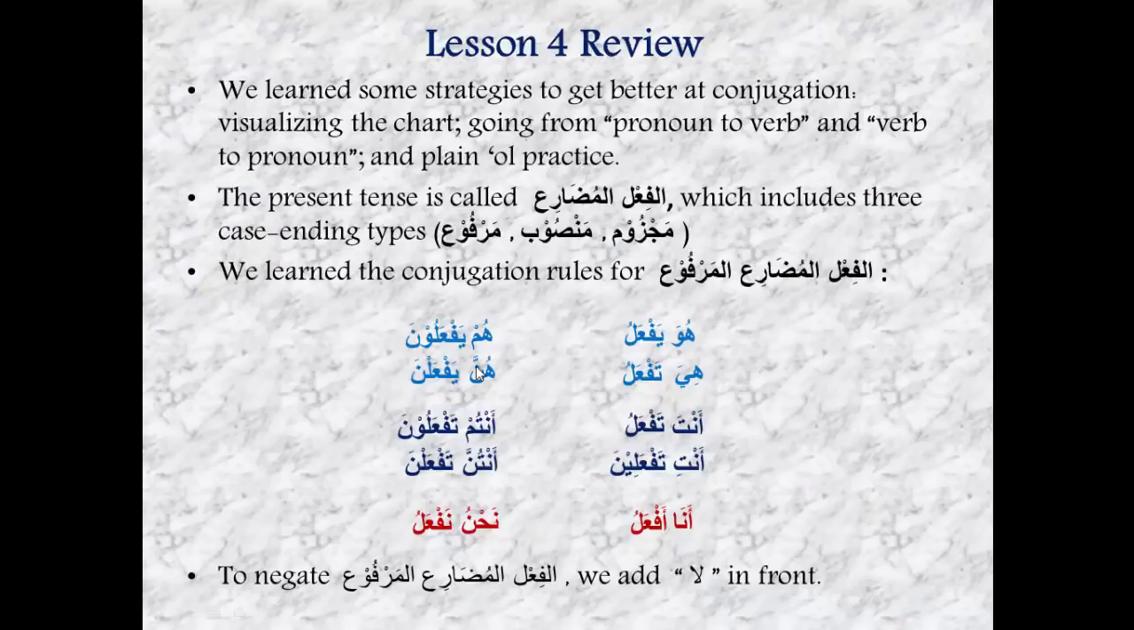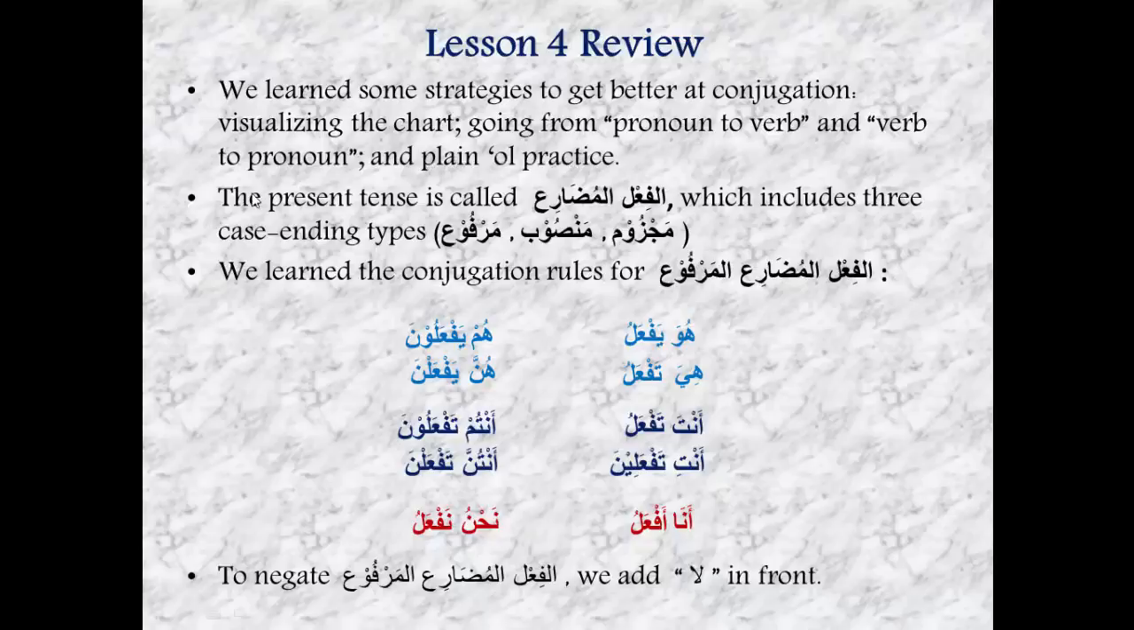This brings us to the end of lesson number 4. Here is a quick review of what we learned in this lesson. Number 1, we learned that there are some strategies that we can use to become better at conjugation. These include visualizing the chart. So training yourself to picture the condensed, simplified version of the verb conjugation chart without the personal pronouns. Number 2, going from pronoun to verb or verb to pronoun, so predicting one based on the other. And finally, number 3, just plain old practice.